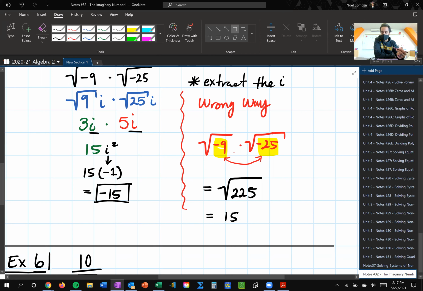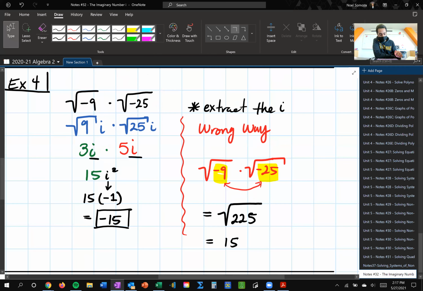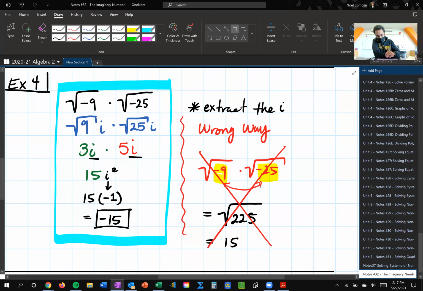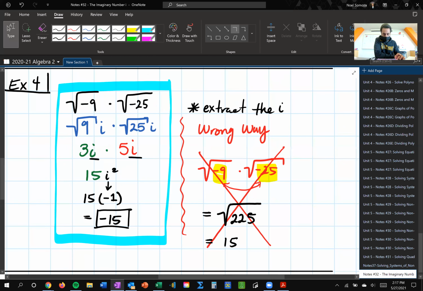This is allowable, but this is only allowable when these are real numbers. And right now, they're not real numbers. These are imaginary numbers, right? So this rule will only apply when you have real numbers. If you don't have real numbers, you need to extract the i first, the way that we did it the first time. So this is correct. This is incorrect. All right, any questions about that?